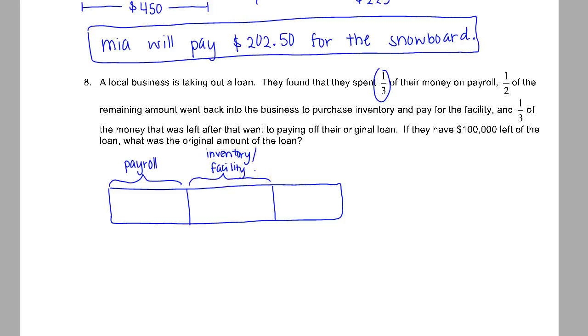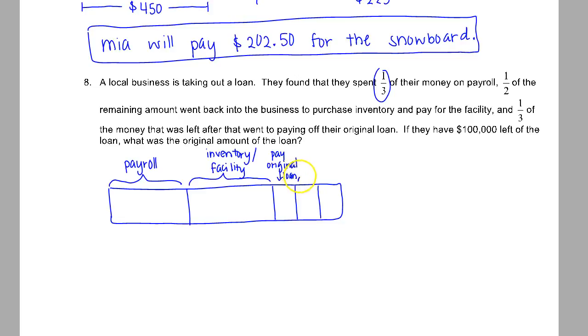And last, 1/3 of the money that was left, so now we're looking at this box here and needing to divide that into 3 equal parts. So we can show that 1/3 of the money that was left after that went to paying off the original loan. So pay original loan. Hopefully you can read my chicken scratch. If they have $100,000 left of the loan, what was the original amount?